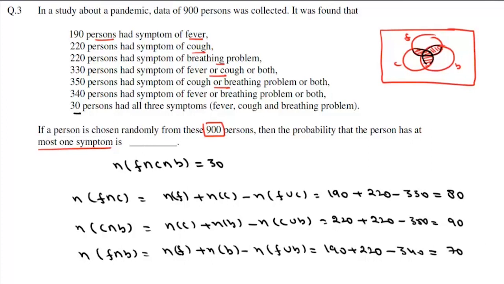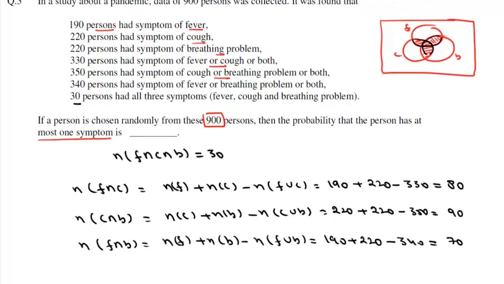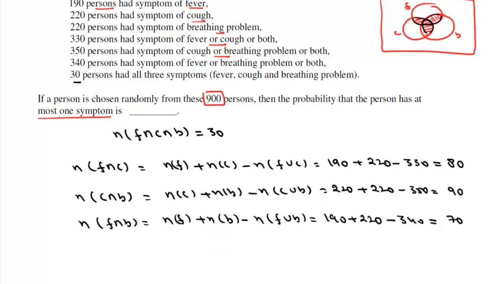Now we need to find the probability that the person has at most one symptom. This probability will be 1 minus the probability that we choose a person from this region. So it will be F intersection C plus C intersection B plus F intersection B minus, now we have considered this region thrice, so we have to subtract it 2 times. So it will be 2 times 30, whole divided by 900.